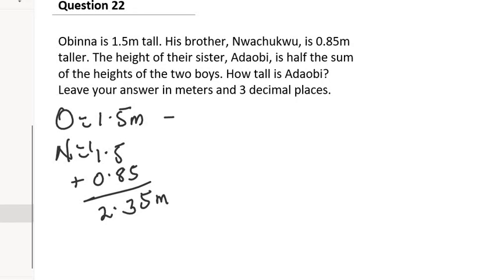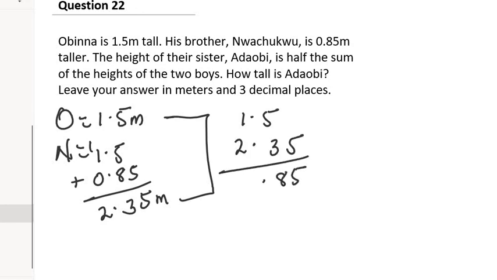The question says, the height of their sister Adobe is half the sum of their height. So let's sum their height first. Obinna is 1.5. His brother is 2.35. This will give me 3.85. Now, Adobe is half the sum of the heights of the two boys. How tall is Adobe? Leave your answer in meters and 3 decimal places. So half of this, you divide 385. Let's ignore the decimal for now. We'll put it once we are done dividing.